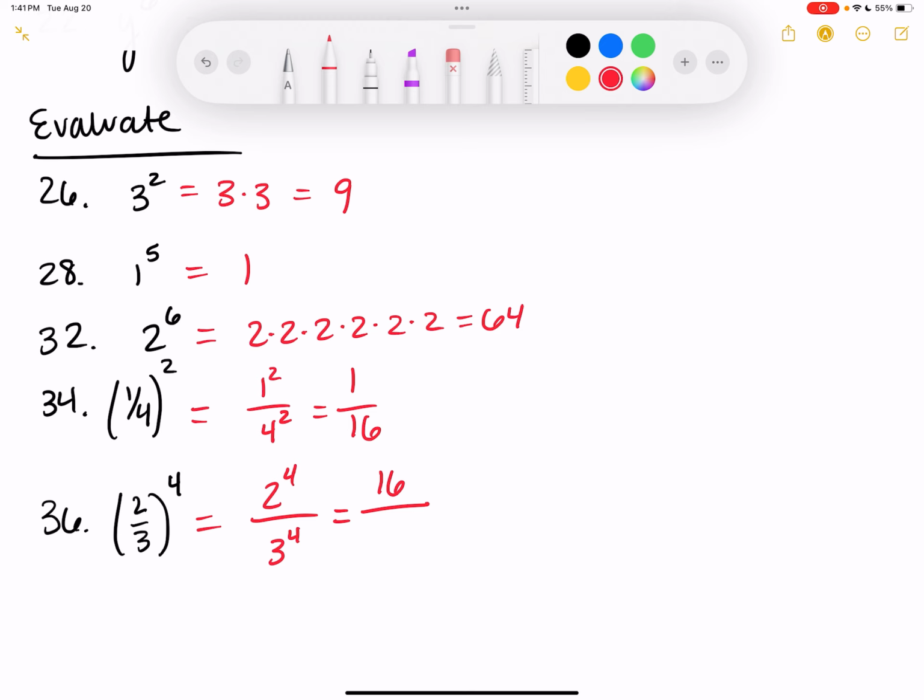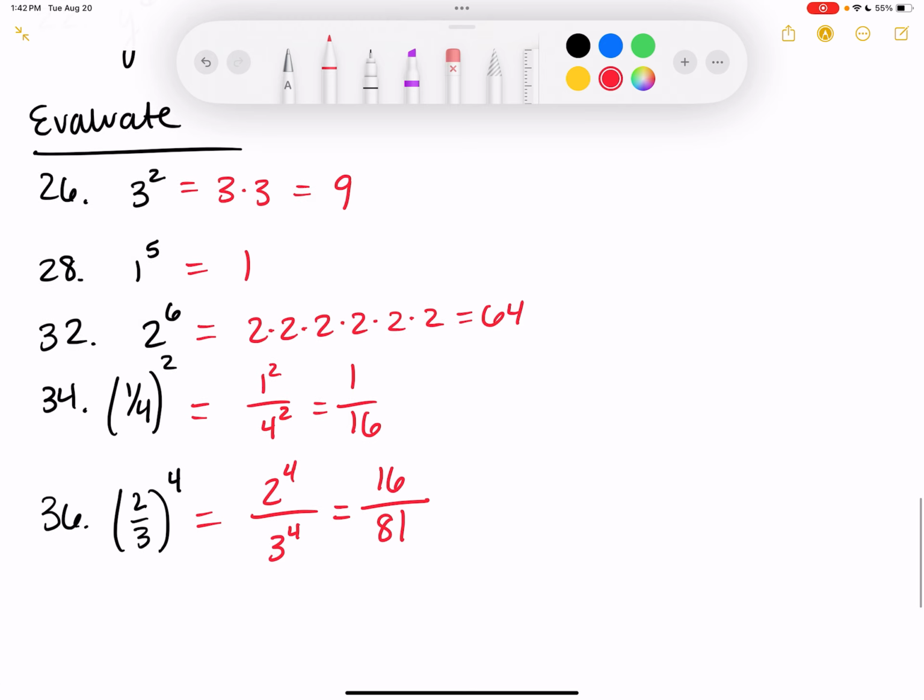3 to the 4th may or may not be something that you just know. Okay, so 3 times 3 is 9, times 3 is 27, 27 times 3 is 81. So 16 over 81. Oh, I did 27 plus 27. Where did you get the plus? We're multiplying.